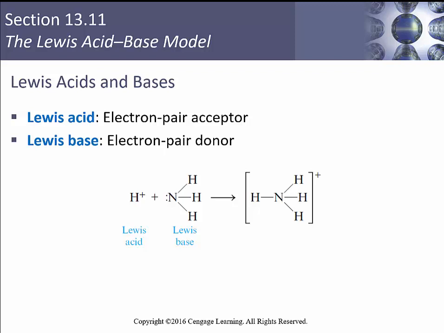Let's look at section 13.11, a Lewis acid-base model. Lewis acids and bases are just looking at things from the electron's point of view. So H+ is going to be a Lewis acid, just like H+ would be an acid in any of our models. And here the ammonia is going to act like a Lewis base, and the base is going to donate some electrons over here.